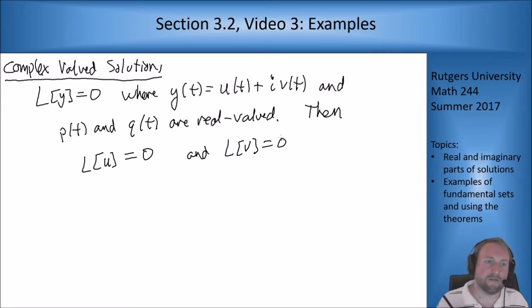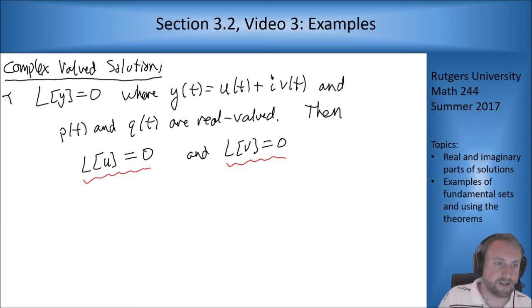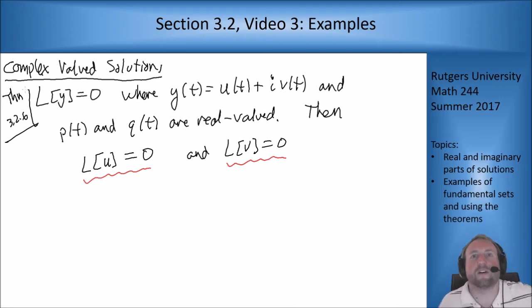So if I have solutions that are complex valued and all of my coefficients are real, then I get two solutions from that. I get the real part and the imaginary part as two separate solutions. This is the content of theorem 3.2.6. You can look in the book if you want to see the proof of how that theorem is actually proved, and I'm not going to stress it too much right now. But when we get into section 3.3, we're talking about complex roots of the quadratic equations. This is going to be very important to know and to see where it's coming from.